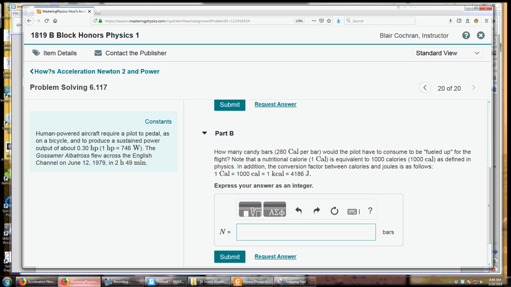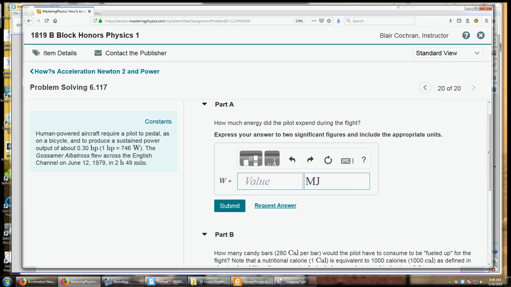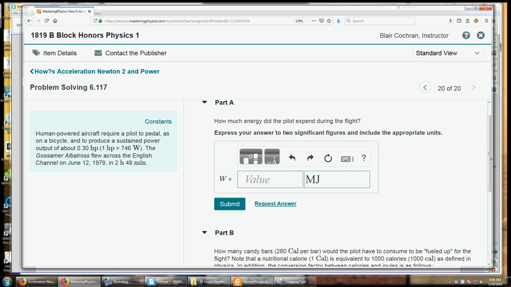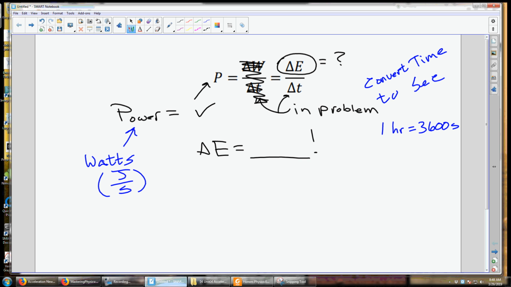Let's see what time is given for me. I need to scroll. I have 2 hours and 49 minutes. So 1 hour is that, and 1 minute, of course, is 60 seconds. So convert my time to seconds, convert my power to watts from horsepower, plug in, and I get the change of energy. Questions?